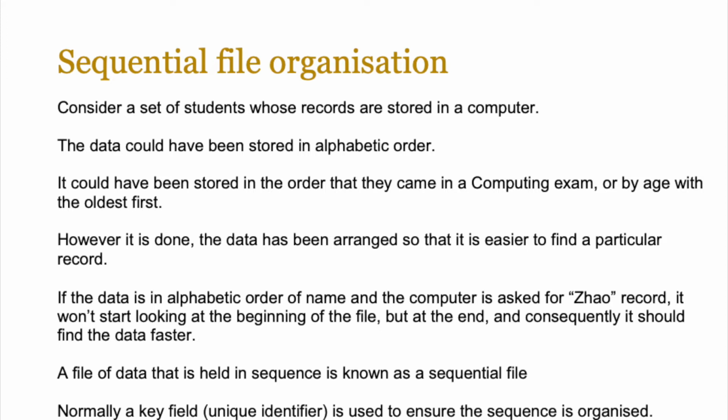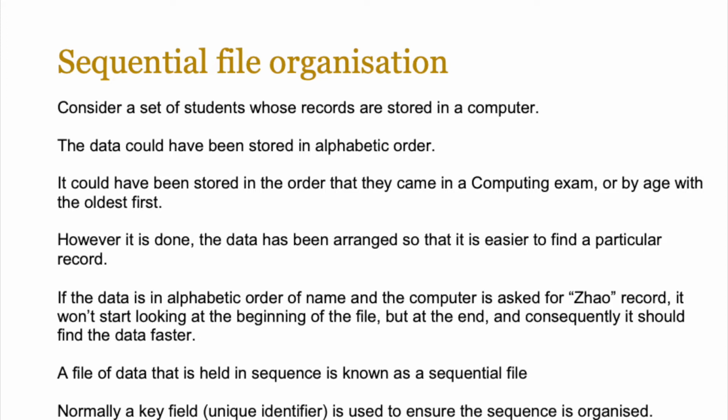And an example that you see on screen is about a set of students whose records are stored on a computer, and data could have been stored in alphabetical order. It could have been stored in order that they came in, or by age, with the older students coming out first. Whatever method is used, the data has been arranged so it's easier to find a particular record. And if the data is in perhaps alphabetic order of name, and the computer is asked for a student whose name is Zhao, it won't start looking at the beginning of the file, but at the end, and consequently it should find the data much faster than going through each record using a linear search.